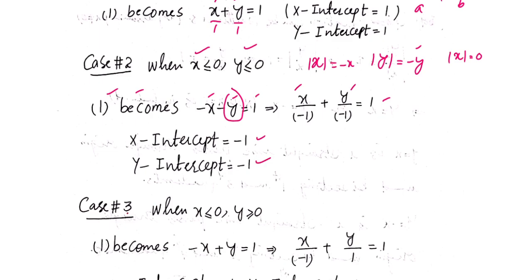Now case number 3, when x is less than or equal to 0 but y is greater than or equal to 0. Because here x is less than or equal to 0, |x| will be -x and |y| is equal to y, so -x + y = 1. This can be written as x/(-1) + y/1 = 1.